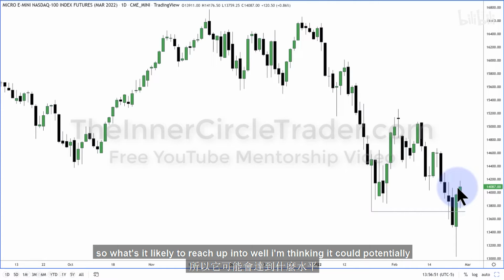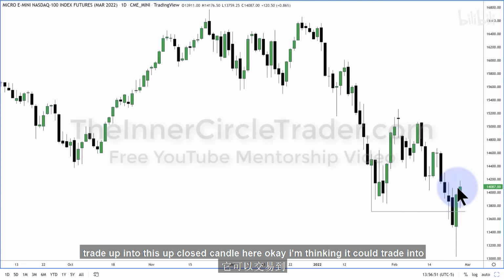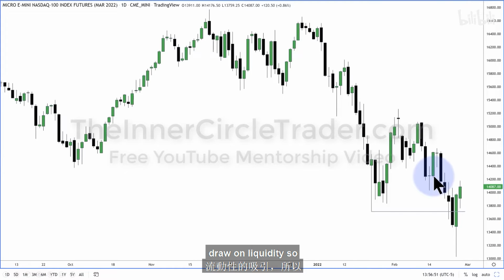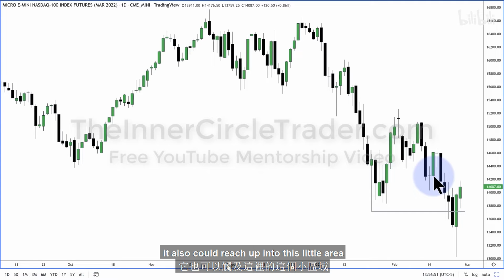I don't want to sell it short, even though I'm bearish. So what's it likely to reach up into? Well, I'm thinking it could potentially trade up into this up close candle here. Okay, I'm thinking it could trade into the low or the open of that candle. So that's kind of like the magnet or the draw on liquidity.